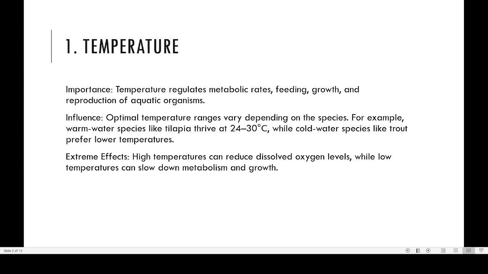While low temperature can slow down metabolism. If the temperature is too low, for example below 20 or below 15 or below 10 degrees, most fishes like tilapia, which are used to living at a temperature above 24 degrees, may not be able to survive well in such a temperature. That will reduce their metabolism as well as growth. So this is an idea regarding how temperature can influence the growth and development of the fish.